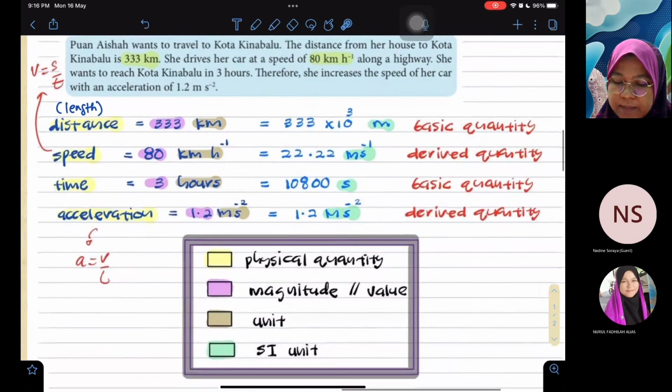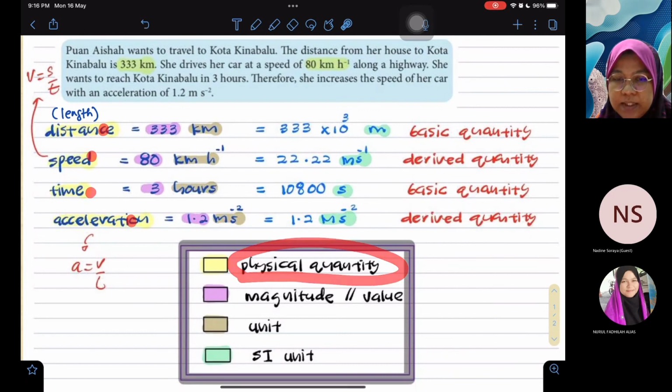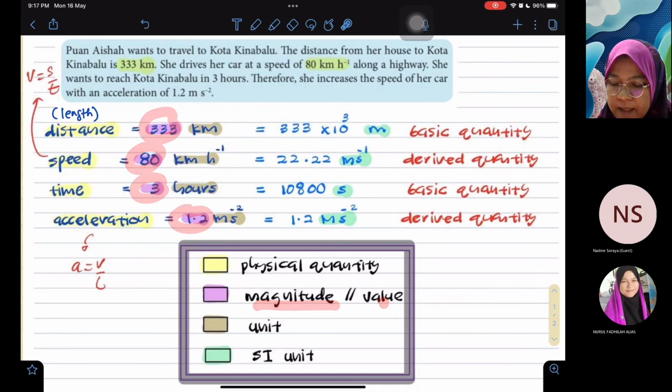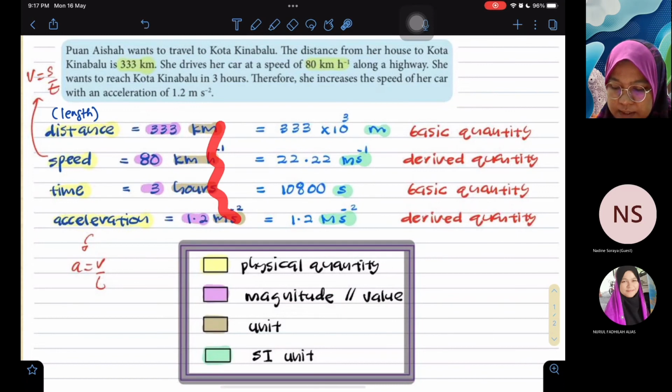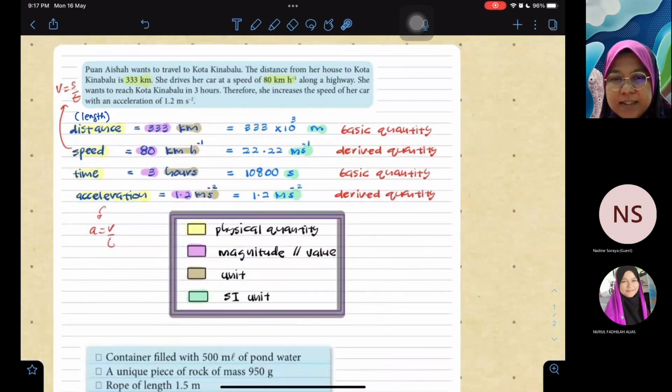Okay, and then kat sini dah buat labeling, cikgu dah buat labeling kat sini. The yellow ones, these are all the name of the physical quantity. The red ones adalah magnitude ataupun value. Ni magnitude. And then these are the units. And then the green ones ni adalah SI unit. Okay, boleh tak setakat ni?